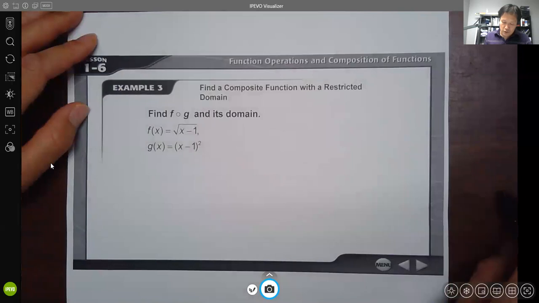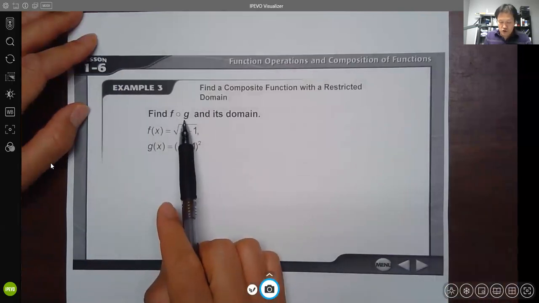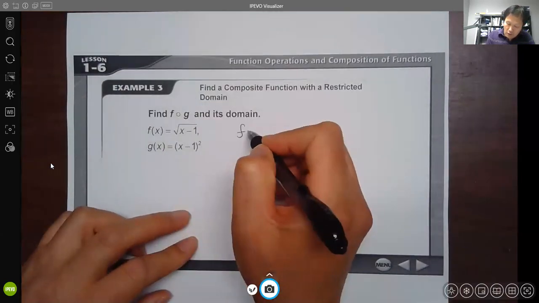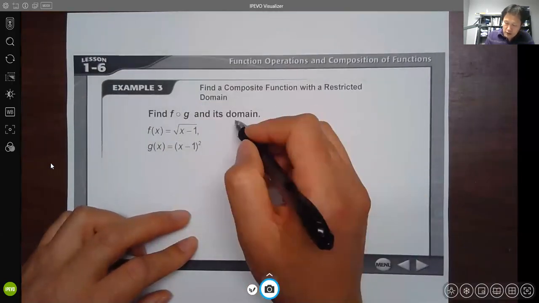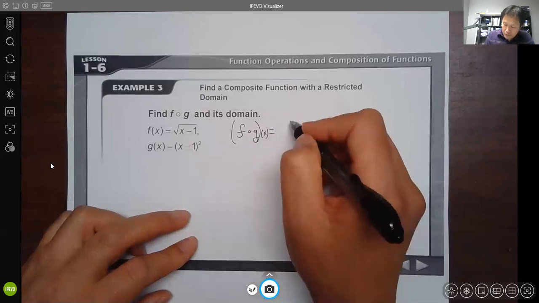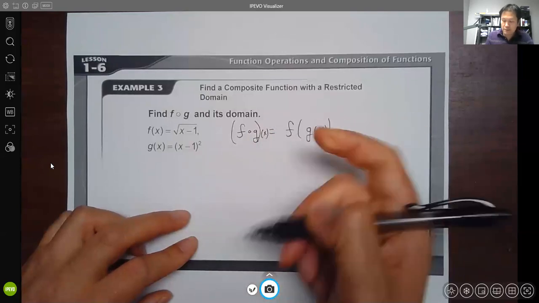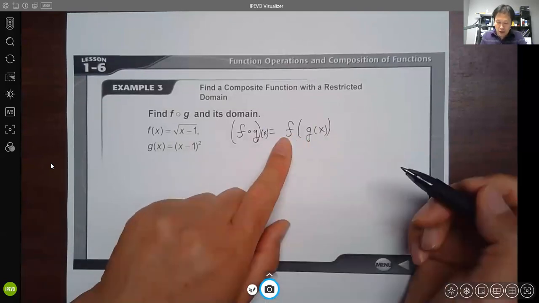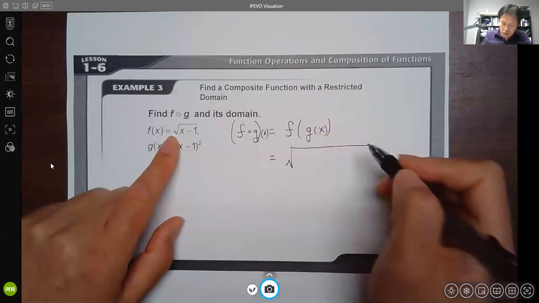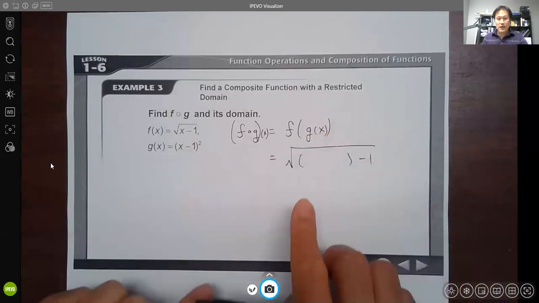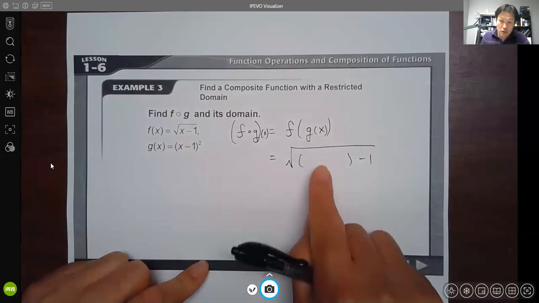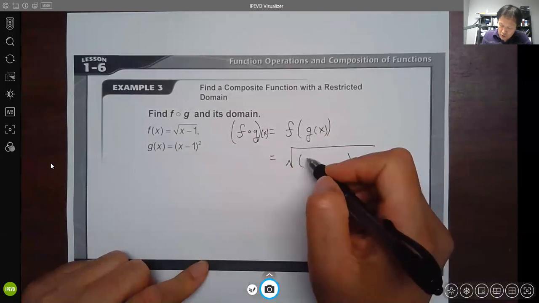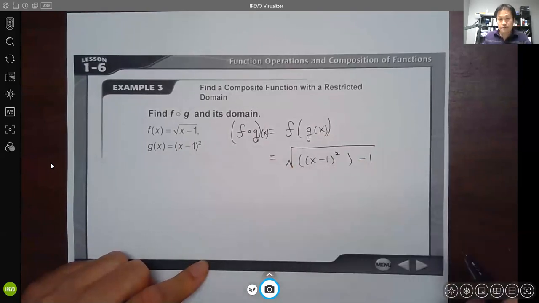Find the composite function. Okay, find f of g and its domain. What did I say? f of g is exactly the same as f of g of x. That's the same thing. So g is inside. Write down f. f is what? Square root of something minus 1. That's f. You're plugging in what? g. You plug g in inside here. x minus 1 in parentheses, squared.